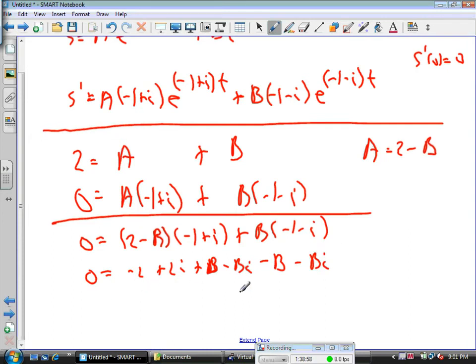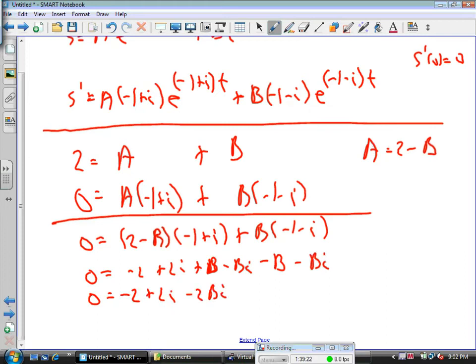Now, let's see. Can we combine these things somehow? Or can we get B alone? Look, there's a ton of B stuff here, and there's not B stuff here. Can I factor out the B stuff? First of all, these B's cancel and these combine. So I really have negative 2 plus 2i minus 2Bi. Now it's easy.